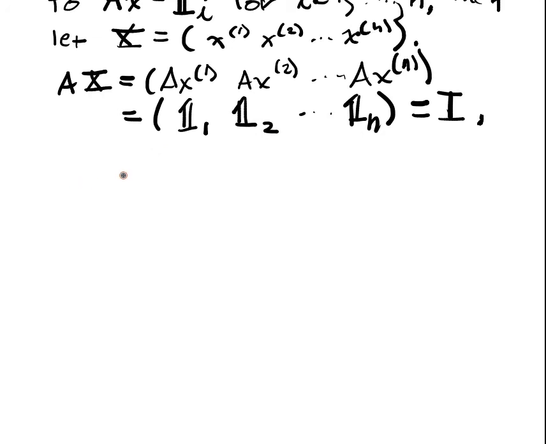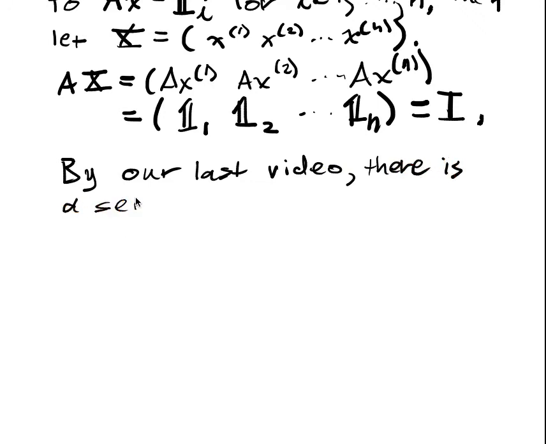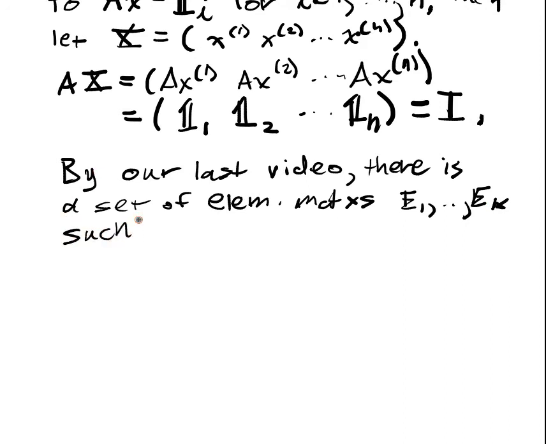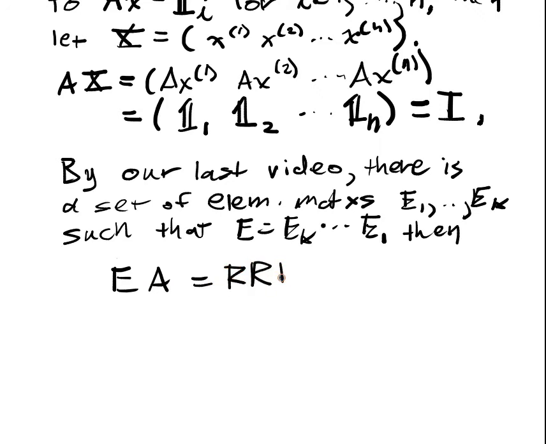Well, by our last video, there is a set of elementary matrices E1 up to Ek such that if we set E equal to Ek times all the way up to E1, then EA is equal to the reduced row echelon form of A.